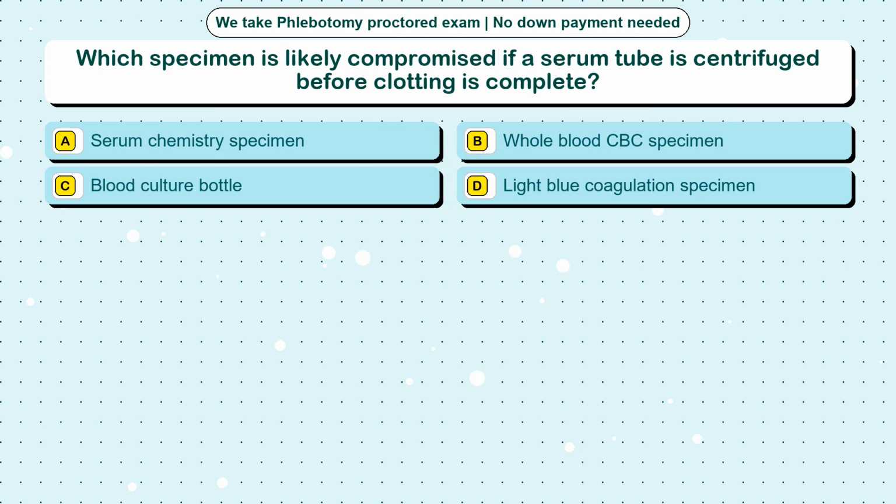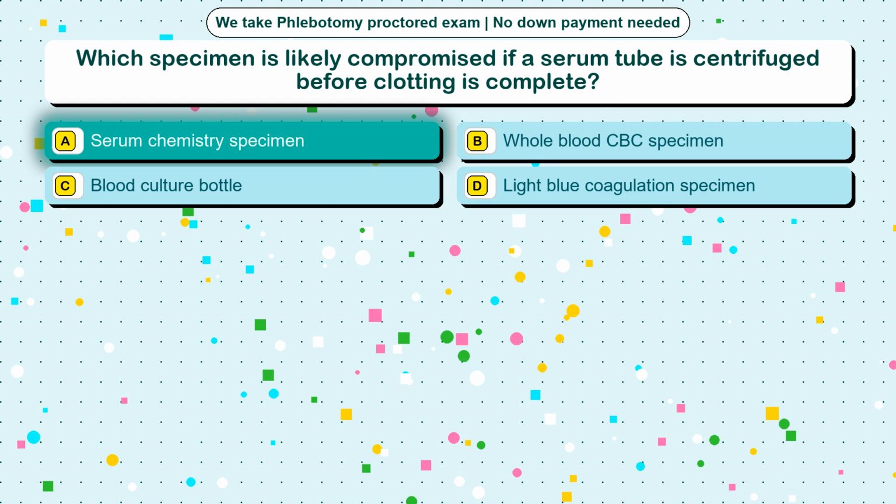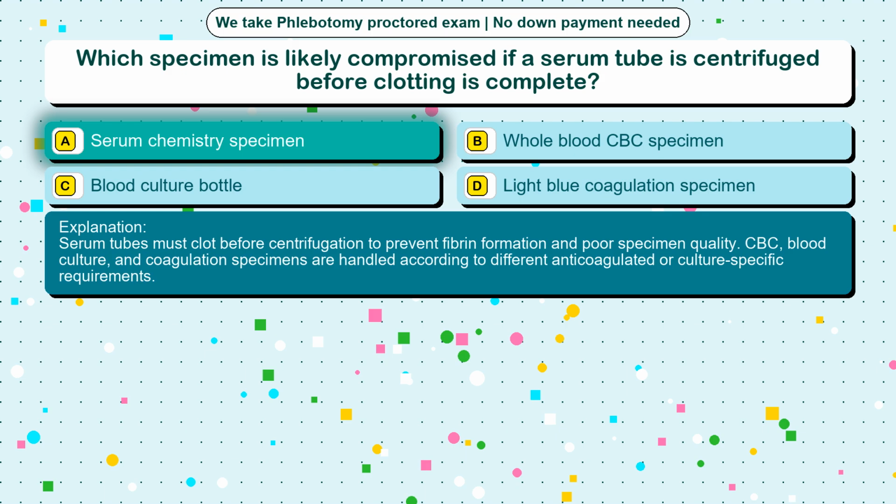Question 86. Which specimen is likely compromised if a serum tube is centrifuged before clotting is complete? Option A, serum chemistry specimen. Option B, whole blood CBC specimen. Option C, blood culture bottle. Option D, light blue coagulation specimen. The correct answer is option A, serum chemistry specimen. Serum tubes must clot before centrifugation to prevent fibrin formation and poor specimen quality. CBC, blood culture, and coagulation specimens are handled according to different anticoagulated or culture-specific requirements.